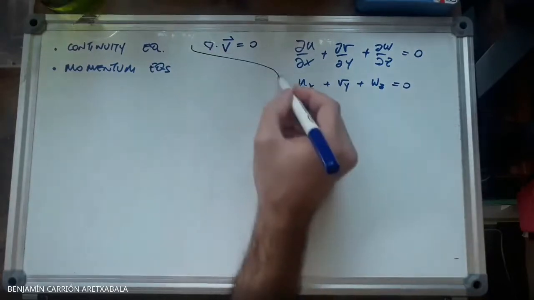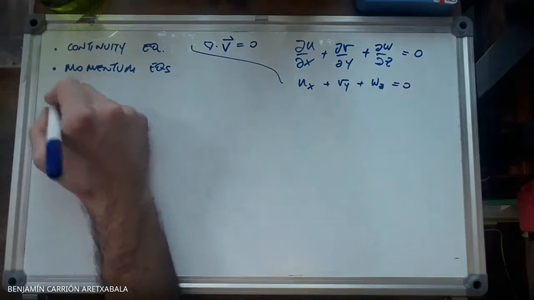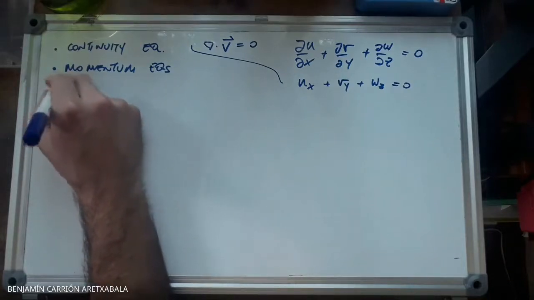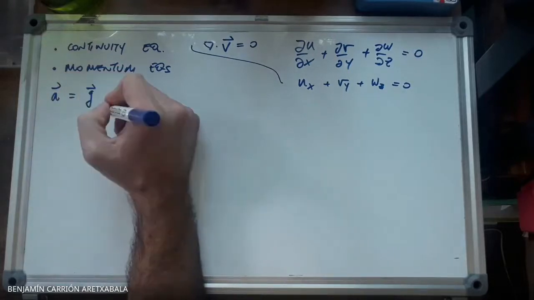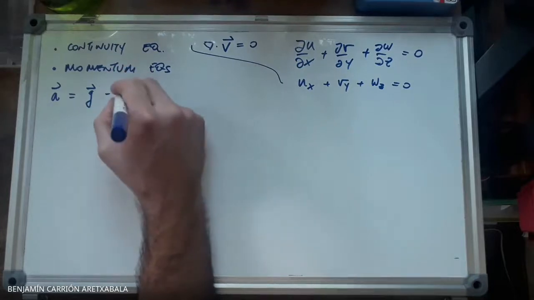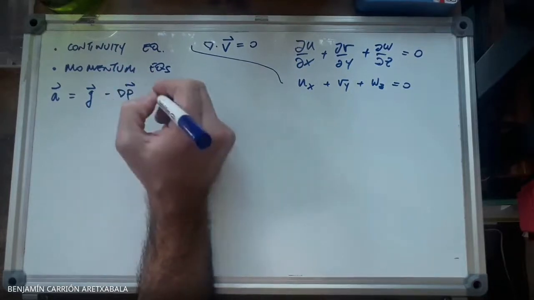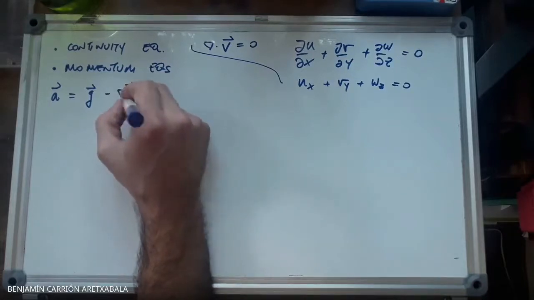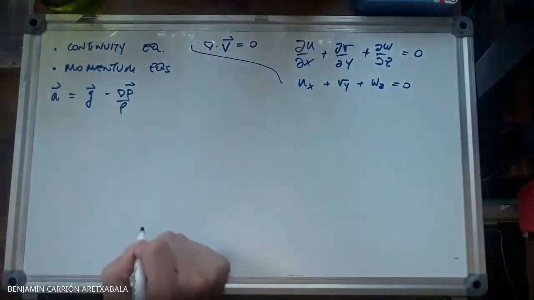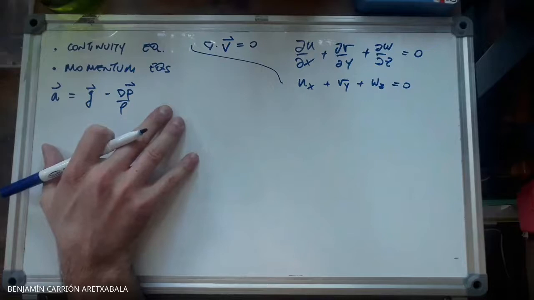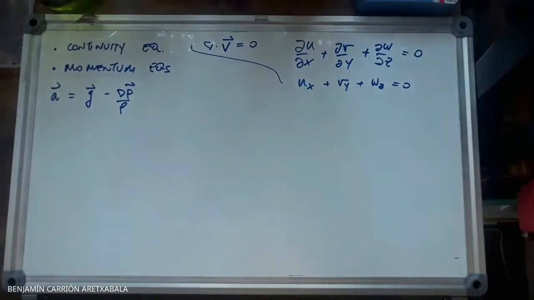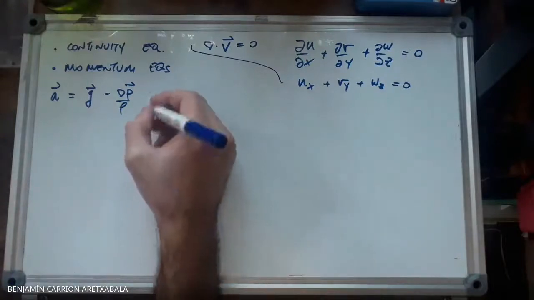Okay, so this is continuity. The momentum equation in a very simplified form: the acceleration has to be equal to the gravity field minus the pressure gradient divided by rho. And this was neglecting shear stresses. If you recall, shear stresses arise mostly due to viscosity. So in a non-viscous fluid or flow, you get this type of equation.